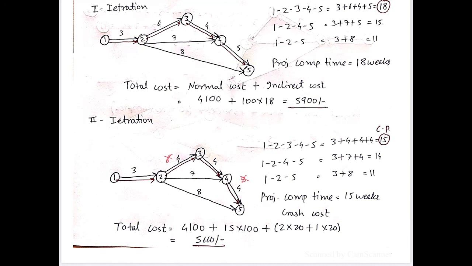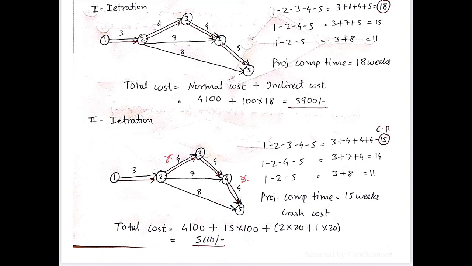So by using the same critical path, we have 15 weeks; by the second path, that is 14; and by the third path, 11. It means what? The critical path is maintained over here. So the project completion time is 15 weeks. Now after crashing, we have to calculate the total cost.